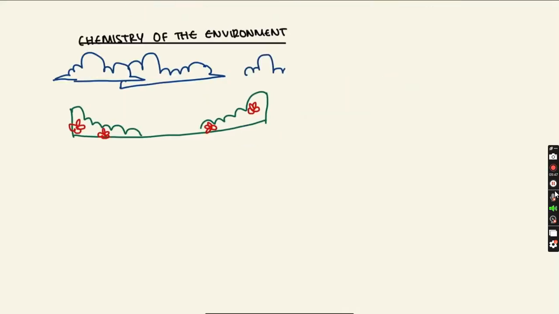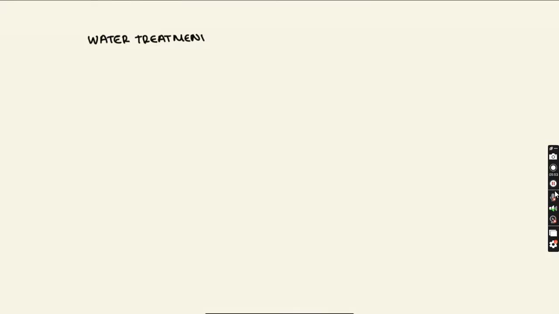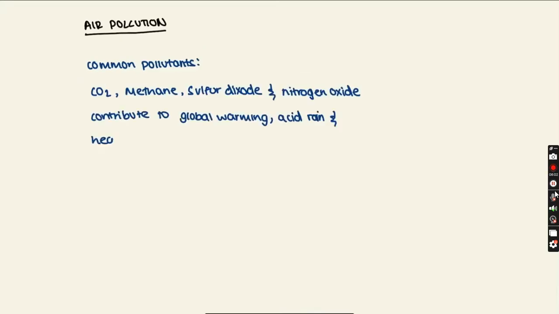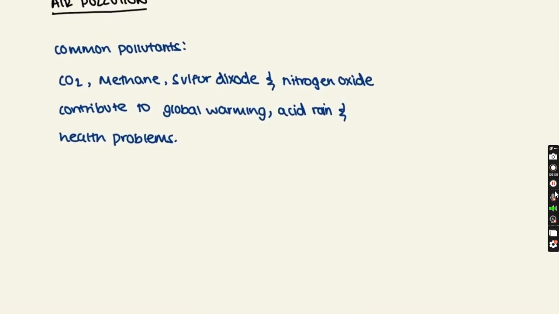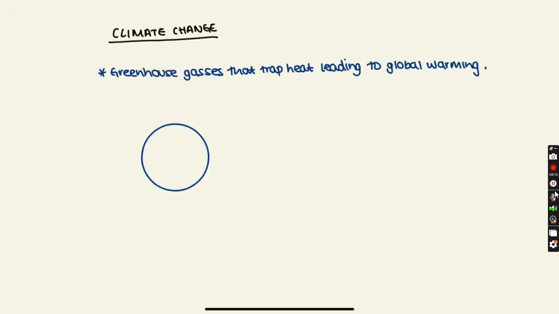When talking about chemistry of the environment, we talk about water treatment, air pollution, and climate change. With water treatment, water is filtered and treated with chlorine to remove impurities and kill bacteria. With air pollution, common pollutants like CO2, methane, sulfur dioxide, and nitrogen oxides contribute to global warming, acid rain, and health problems. When talking about climate change, we talk about greenhouse gases that trap heat, leading to global warming.